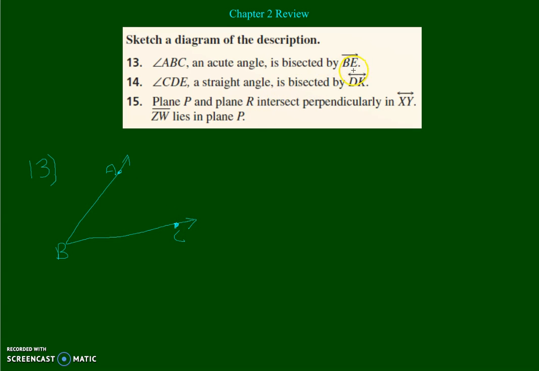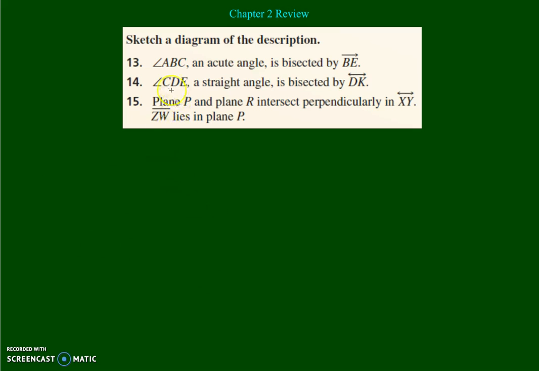And it's bisected by ray BE. So we have a ray, and it's going up through here, and this is point E. Now, this is not yet indicating that ray BE is bisecting angle ABC. So we have to insert these little congruence arcs. Now we have a representation of angle ABC being bisected by ray BE because of these two arcs. And now for 14.